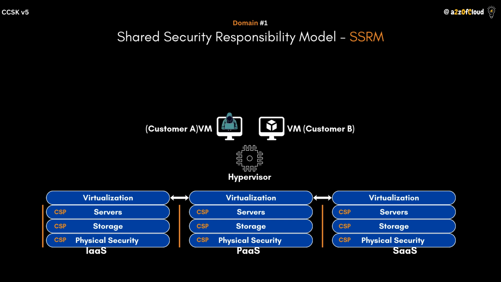VM hop. This occurs when an attacker moves laterally between virtual machines on the same hypervisor, without necessarily affecting the hypervisor.